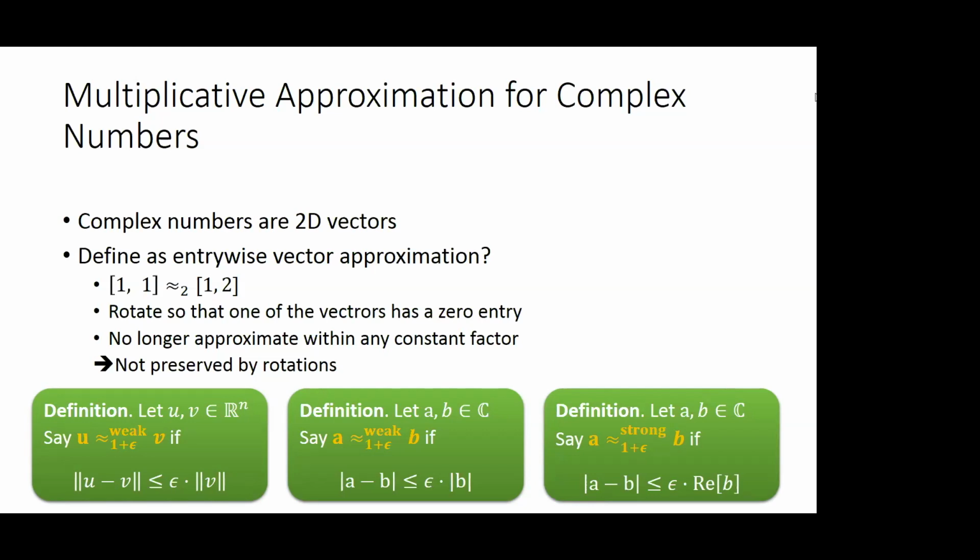So this is a stronger definition of approximation. But because the real part of B is a linear function of B, you can add up these approximation statements, and it implies an approximation statement when you do, because you can use the triangle inequality on the left-hand side and the right-hand side is linear.